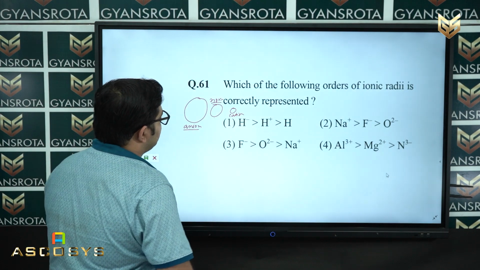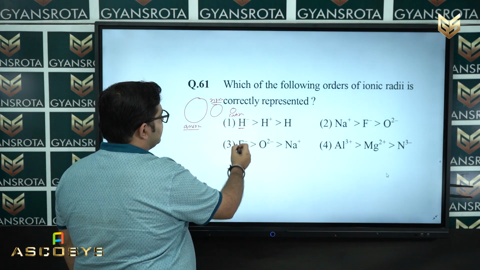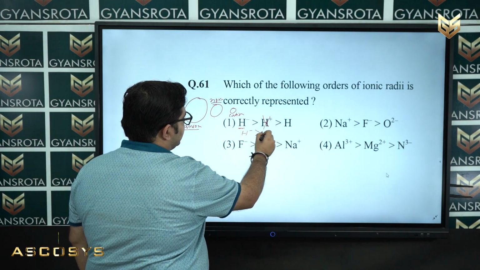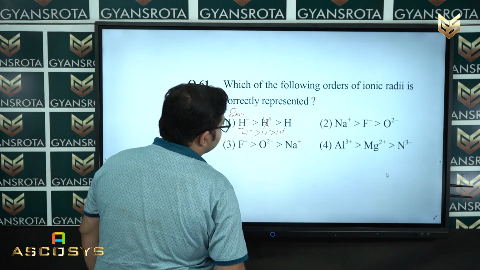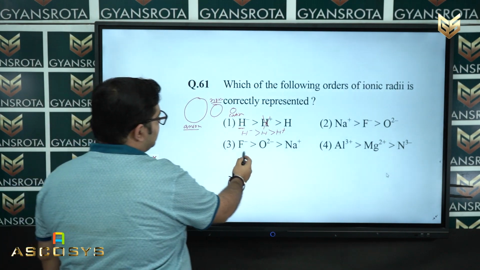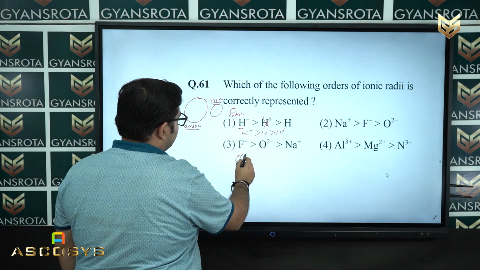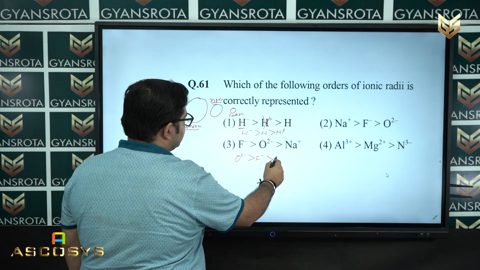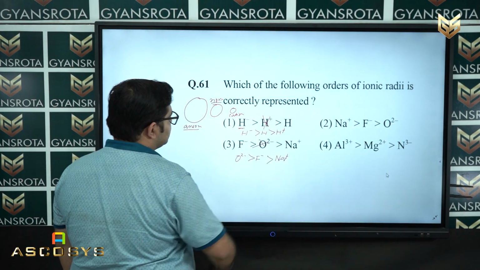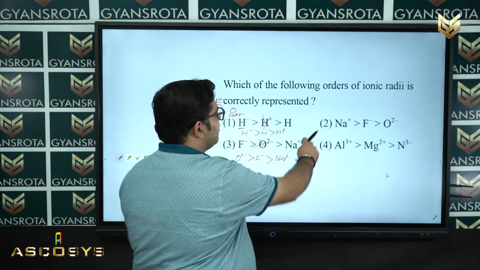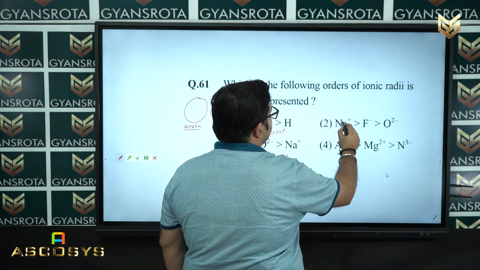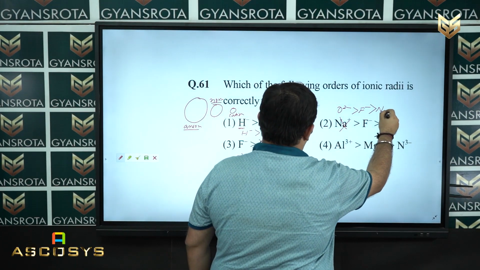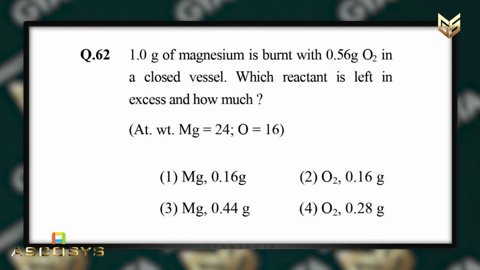So, here I am writing anion, normal, and cation. Now, if you see option number 1, the anion is larger, but this should not be there. So, H minus, H and H plus, this is the correct order. Now, for this one also, O2 minus will come first, then F minus, because this is the larger anion, and it should then come as Na plus. So, this is also wrong. Option 2 is also wrong. It should be O2 minus, F minus and Na plus. So, this is also wrong.